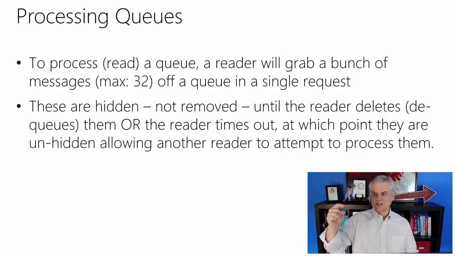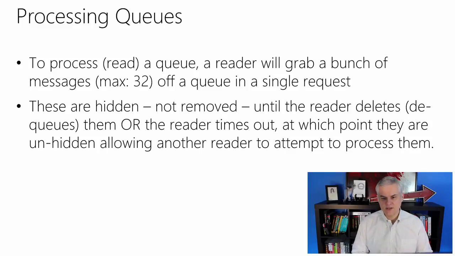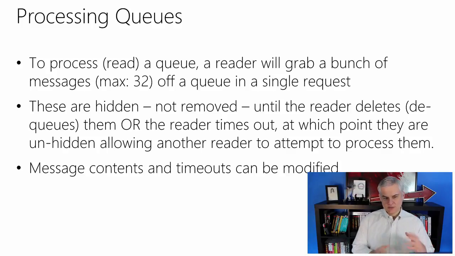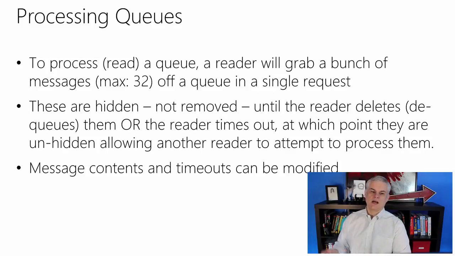The other scenario is that the reader takes 10 messages off. It starts with the first message on the queue, and it takes more than, I believe, 30 seconds or so to process that message, at which point it times out, and that message or those messages will then be unhidden and available for any of the other instances of the reader to pluck them off the queue. So message contents and the timeout can be modified. I don't know how often you probably process message contents or change them up. There could be some interim step that you need to take to process a message before it can ultimately be processed and something performed as a result of that.